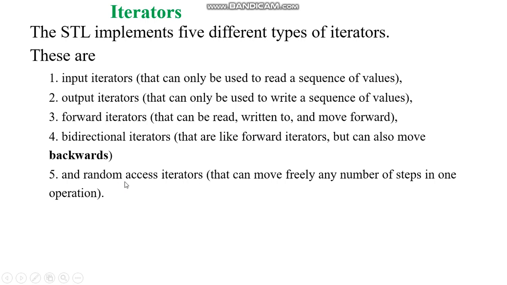And the next one is the random access iterator. Here we can move any number of steps in one operation. In one move, we can directly skip a few elements, and then move forward or backward. So this is the random access iterator.